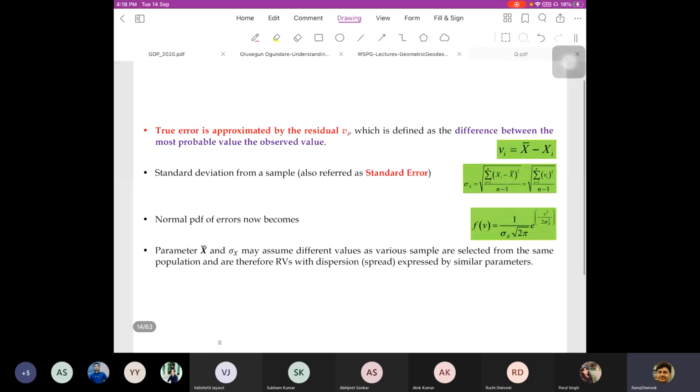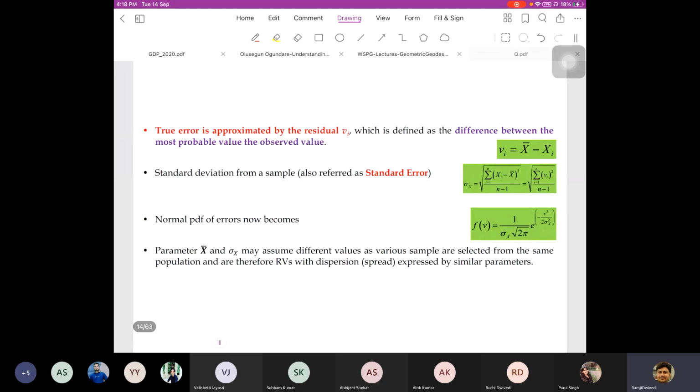Similarly, the true error is approximated by residual, which is defined as the difference between the most probable value and the observed value. I hope it is very clear because it is just a revision. Thus, please remember the word residual is very important. You cannot represent it with any other such errors. It is properly called a residual.